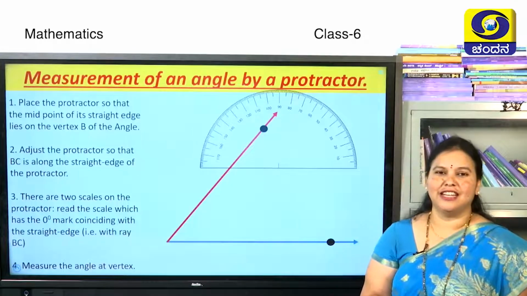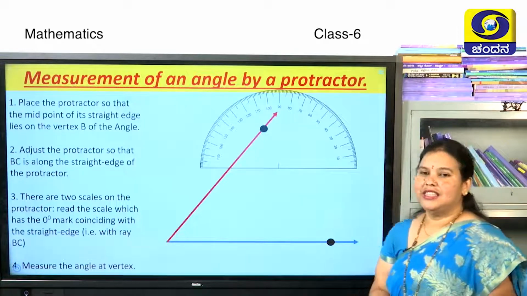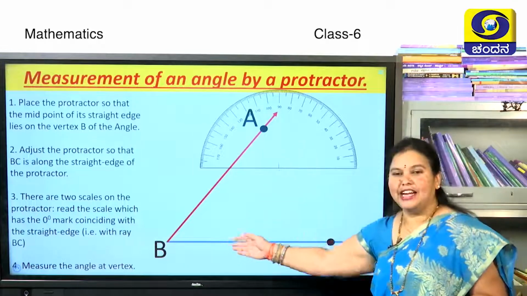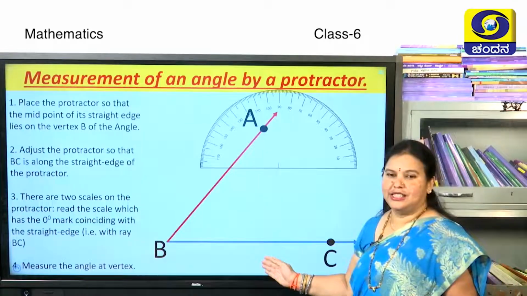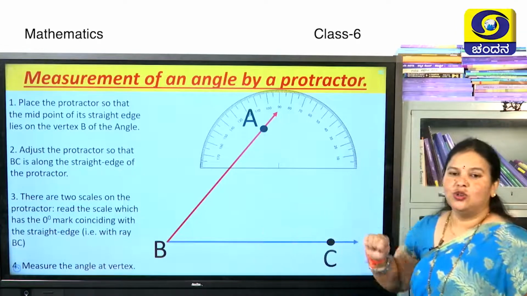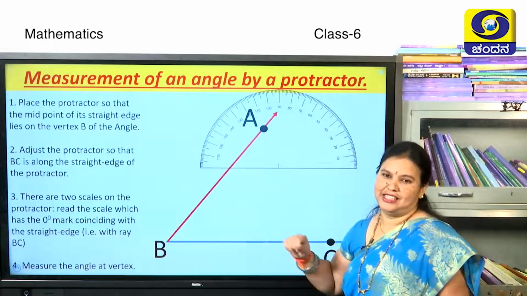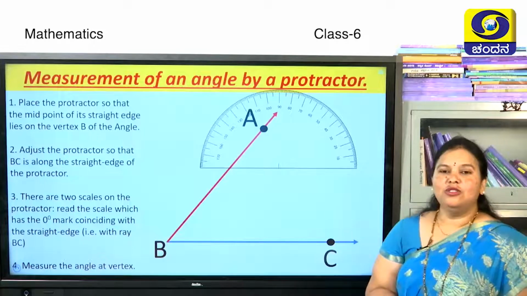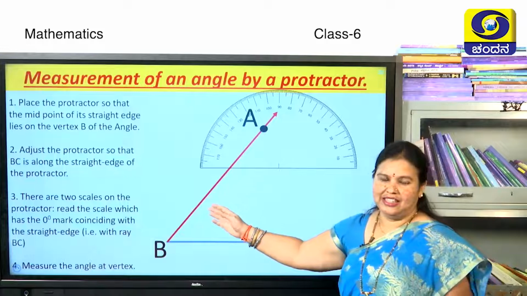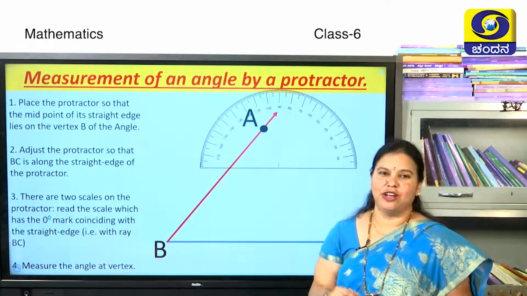Now we will understand measurement of an angle by a protractor. See here, I have taken two line segments AB and BC. These two line segments are intersecting at the common vertex B. So we can find an angle is formed between these two line segments, isn't it? Now we will measure this angle using this protractor. 4 steps are there to measure an angle using a protractor. We'll see one by one.